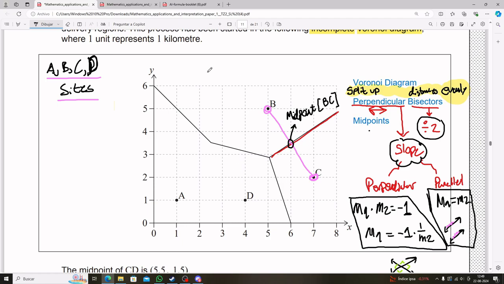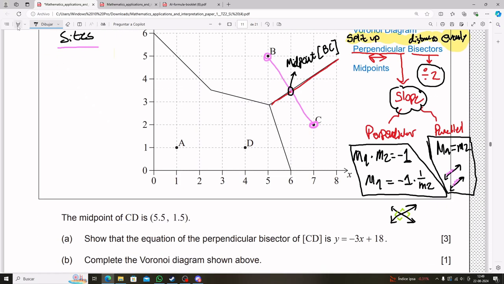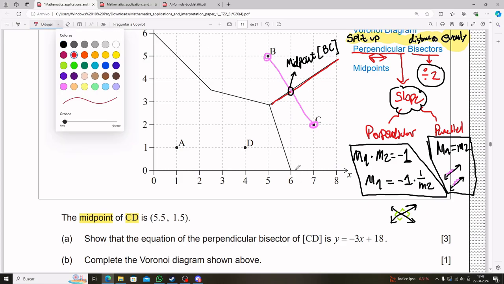Interesting. So now we have all the information we need. Now the monologue is over. Now let's go ahead and do the actual problem. The first piece of information that they give us is, look at that. The midpoint of CD is 5.5, 1.5. So the midpoint of BC, I'm following the colors, right?